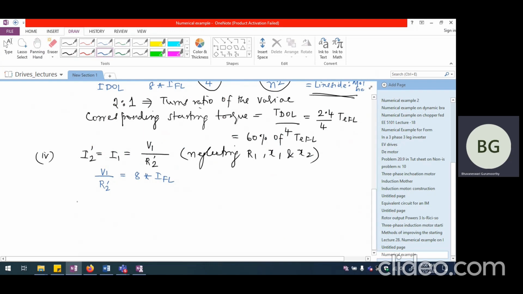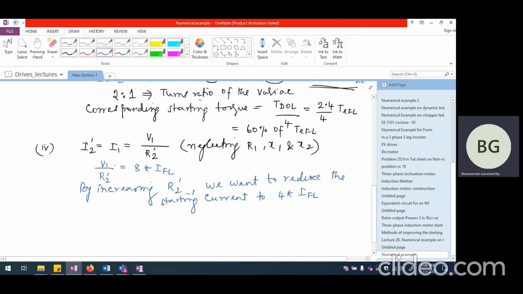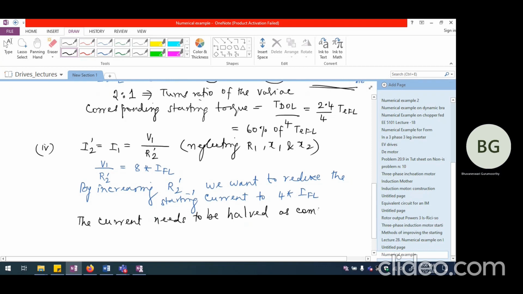Now, what we want is to reduce, by increasing R2 dash, the starting current to 4 times IFL, that is 4 times full load current, which means the current needs to be halved as compared to I DOL. So whatever was the original I DOL, compared to that, it needs to be halved.